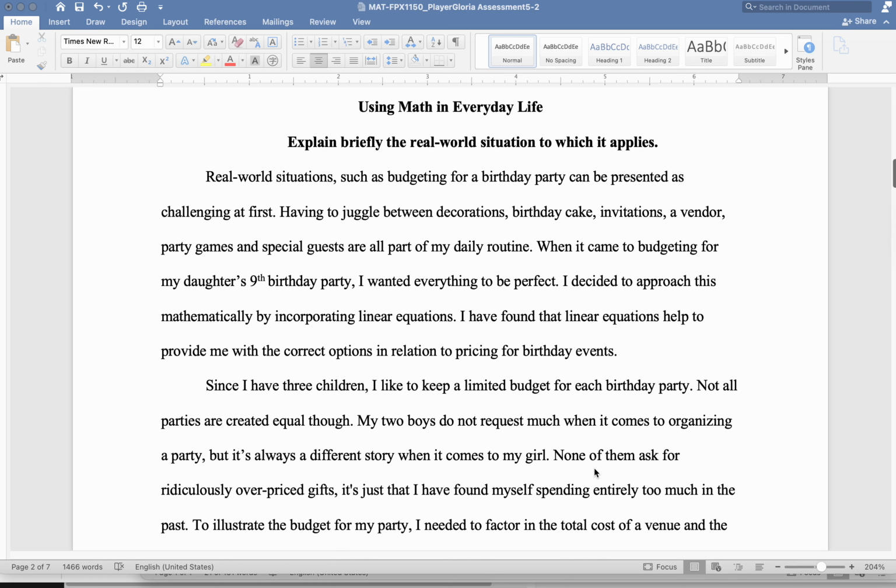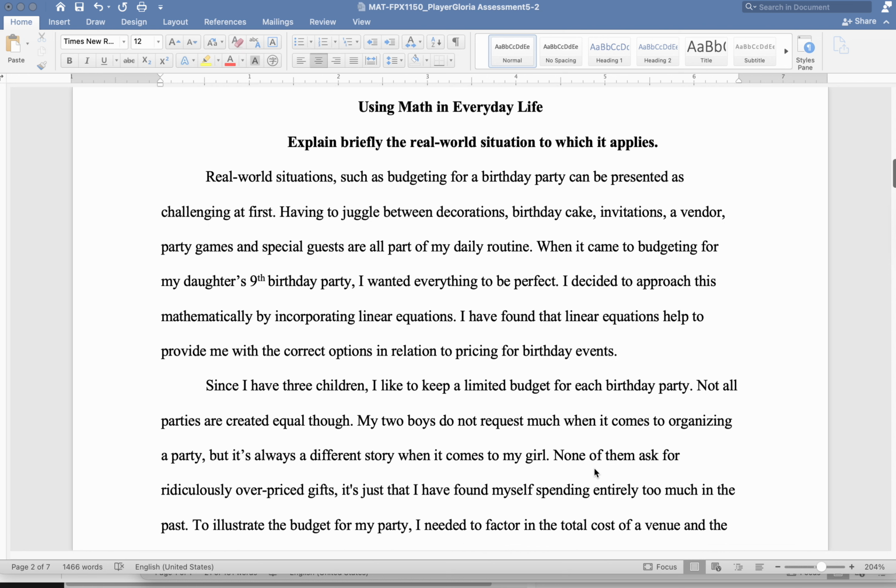So I want to take a look at this using math in everyday life assignment because I think there's a couple of common mistakes, and I think just understanding how to think about this assignment before you attempt it can make you very successful. So when we're talking about using math in everyday life, we want you to identify 3 real-world situations where you're going to use math.